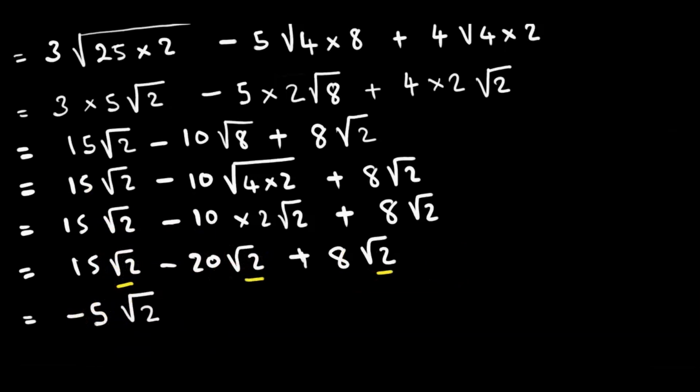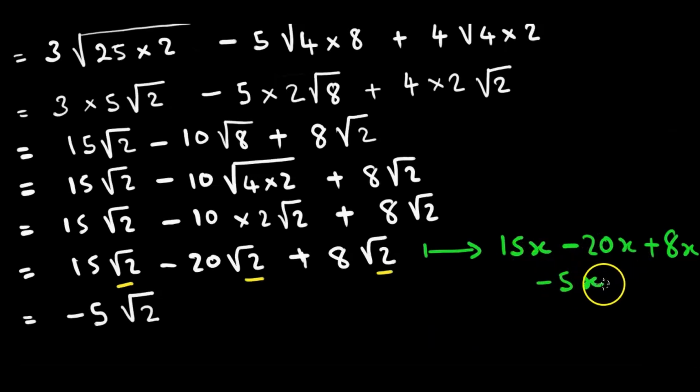What is happening here is the same as when it had been 15x minus 20x plus 8x. 15x minus 20x just gives minus 5x plus 8x. That is what happened. That is why I said we treat the square root of 2 as a constant. So we have solved the first part here, this is going to be plus 8 the square root of 2.